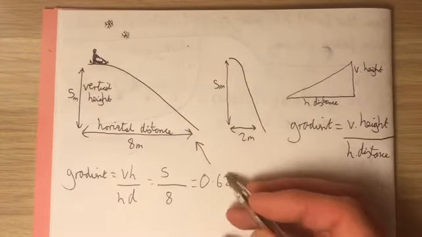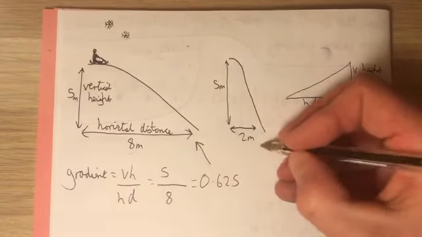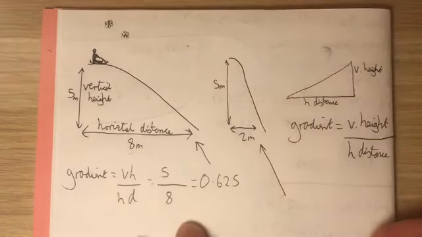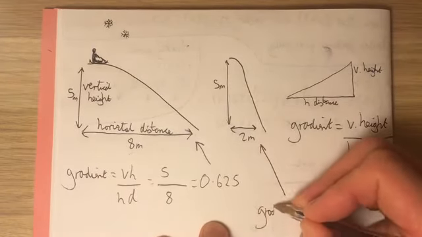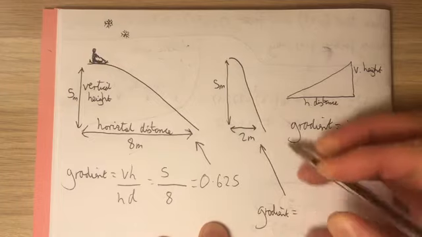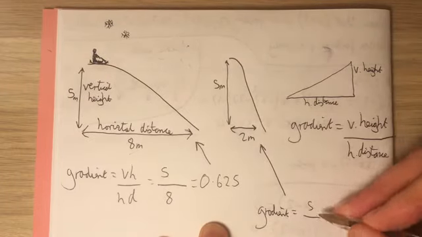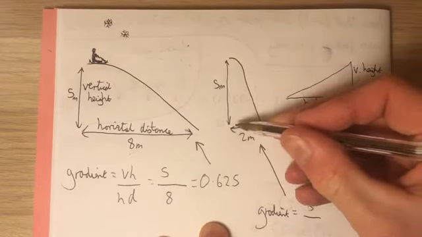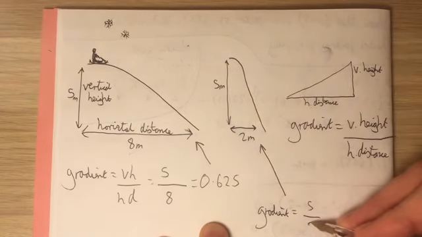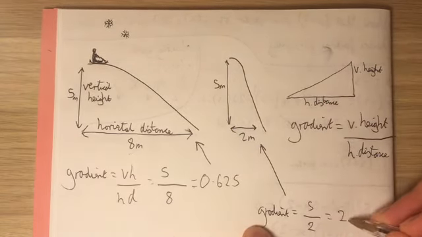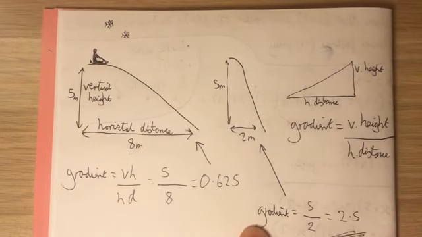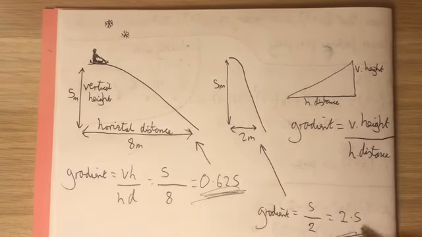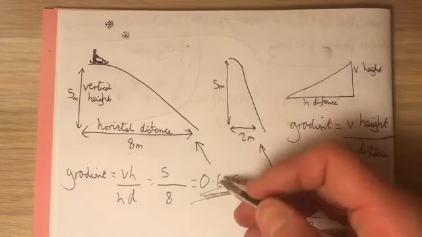There's no actual units for gradient, it's literally a number that describes the slope. This one, what's the gradient of this slope? Well, it's vertical height, 5 again, divided by horizontal distance, which is 2 this time. So 5 divided by 2, which is 2.5. So here you can see I've got a much bigger number than I do here, because it's a much steeper slope here than it is here.